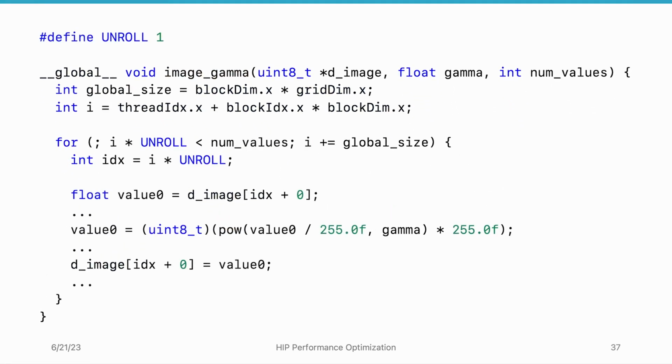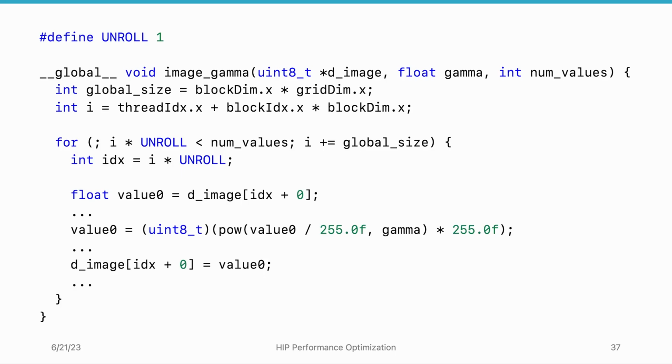In this example, we first define a macro that is an unrolling factor. We set it to 1 for now, but we will extend it to other values. In each iteration of the loop, we process multiple pixels equal to the unrolling factor. So here, we change the boundary check to I multiplied by unroll is smaller than the number of values, and the index of the pixel that we want to process is I multiplied by unroll.